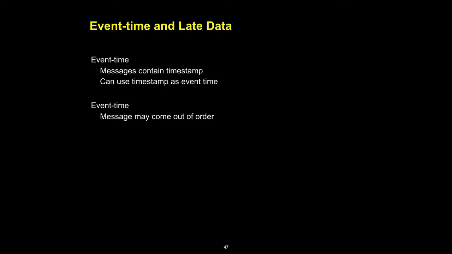Now things get interesting. Up to this point, we're just reading messages that come in. But often the messages you'll get will have a timestamp on it. If we're getting information from some device, it'll say here's a timestamp, here's when it was sent. If you're getting transactions from a bank or some sort of ordering system, it'll have times of when this thing was done. And then we can use that as the event time.